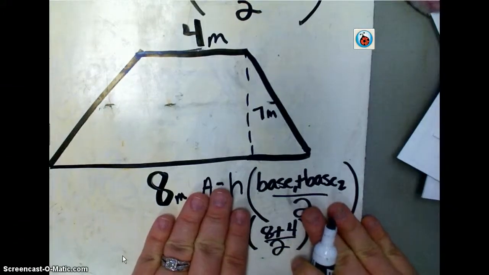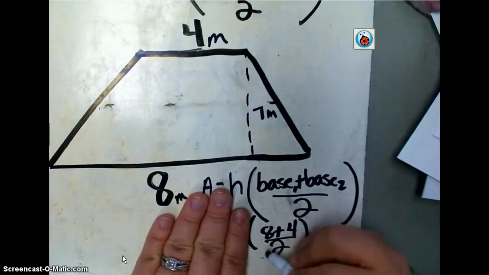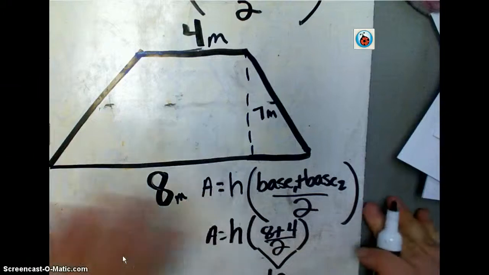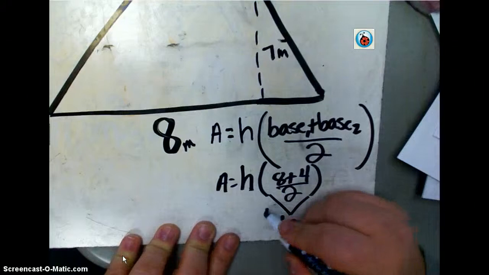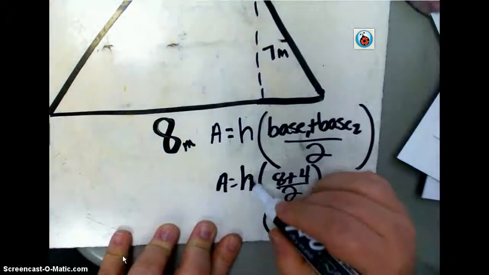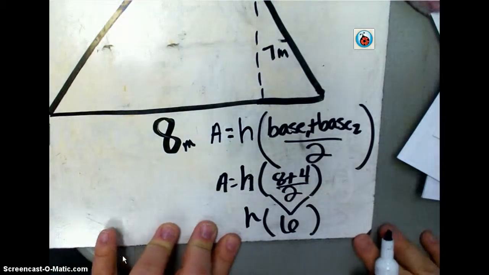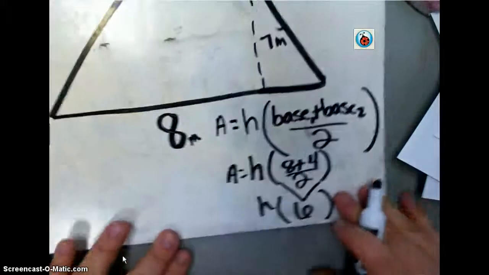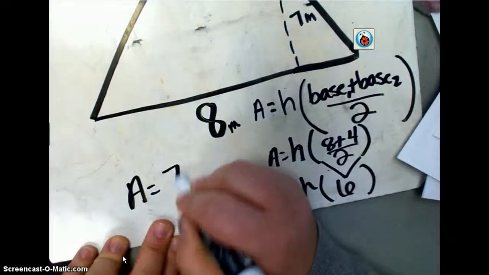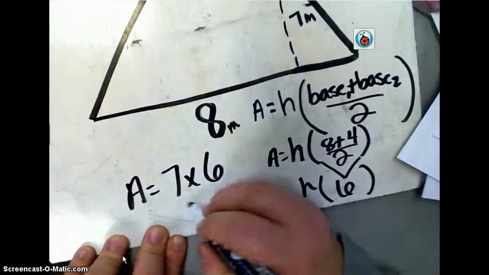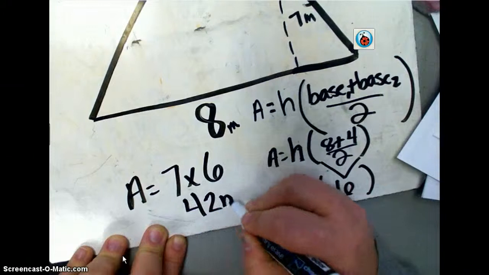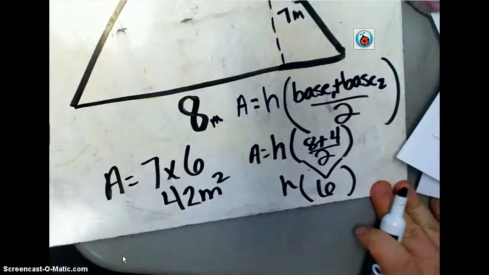8 plus 4 is 12 divided by 2. 6. Okay, so this part gives me 6. I still have this h out here. Okay, so I still have to multiply this 6 times my height. My area is 42 meters squared. Okay?